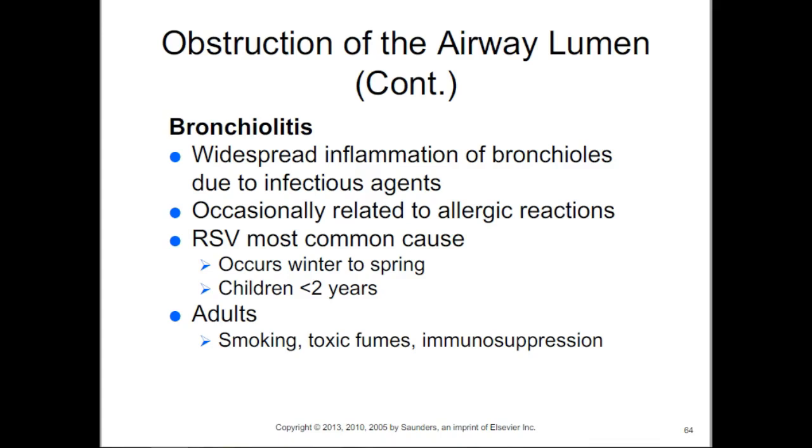By the time we're 2 years old, most of us have been exposed to that, and so for some people, exposure to RSV might cause you to have a chronic condition like bronchitis or asthma, and for some kids it just clears up. It really just depends on the way that your inflammatory processes occur, and maybe the way that you can deal with those changes, the allergies that may have developed, and so on, right? In adults, smoking, toxic fumes, and immunosuppression can also lead to bronchiolitis.